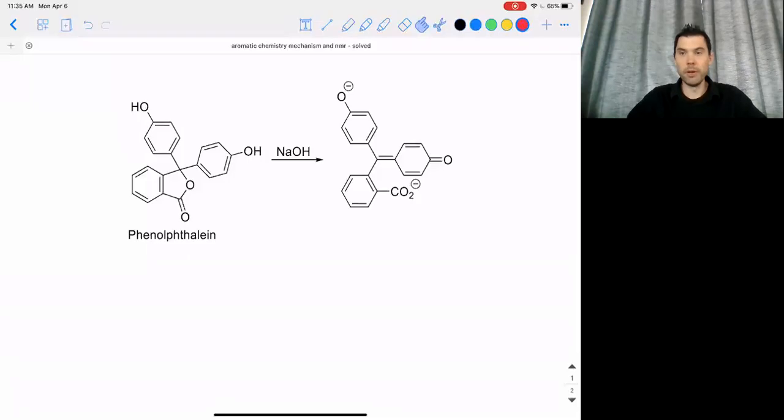All right, howdy everybody. In this video, we're going to go over a couple of relatively straightforward mechanisms, actually one mechanism, the one shown here, to convert the fully protonated form of phenolphthalein into the doubly anionic form of phenolphthalein.